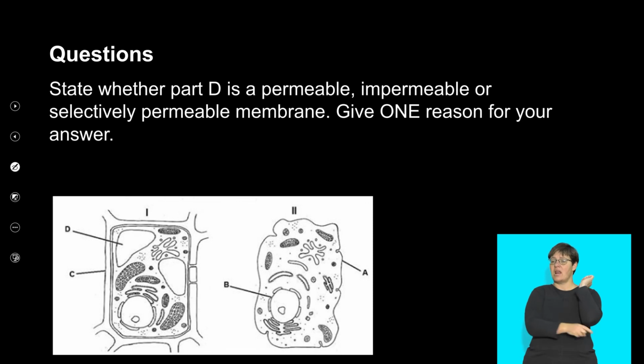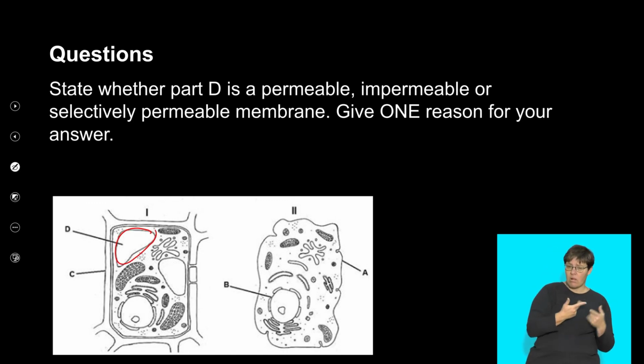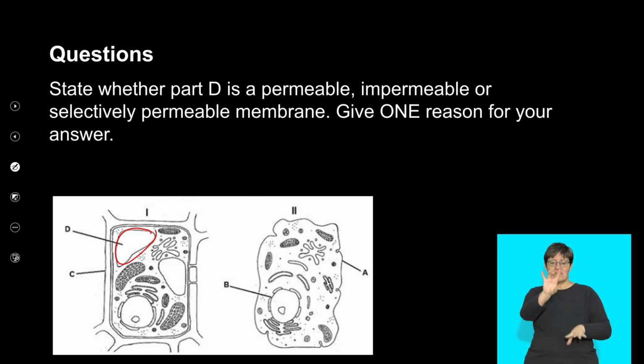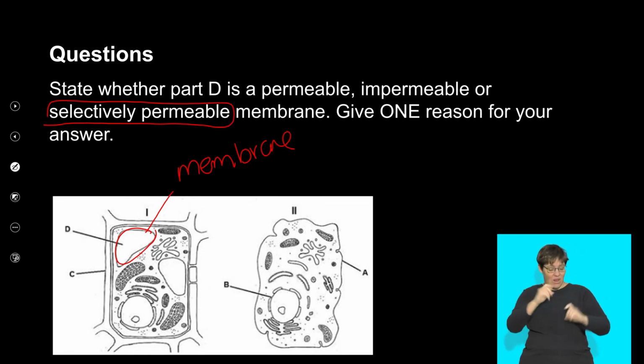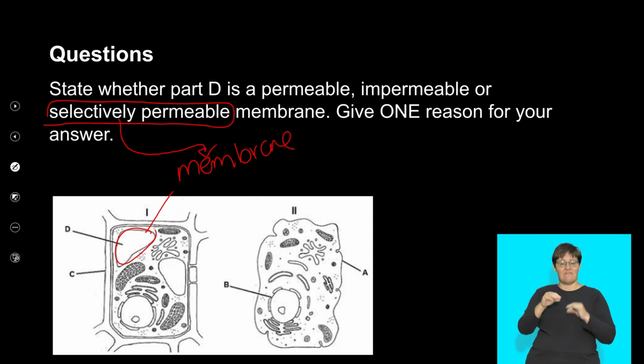Now the last question before we run out of time says, state whether part D, that's my vacuole, is a permeable, impermeable, or selectively permeable membrane. Guys, it's selectively permeable, and the reason is because it is surrounded by a membrane. And what do we know in our cell? That all our membranes are going to be selectively permeable.